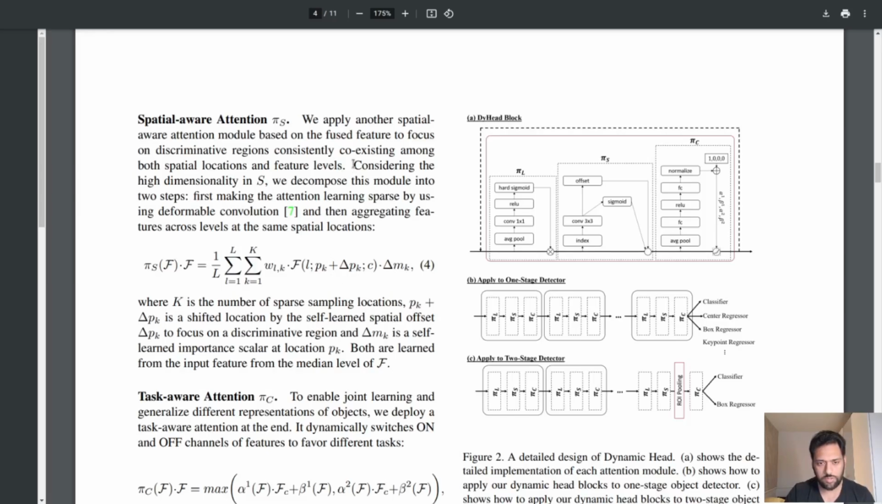Consider high dimension S. Because S is high dimensional, we decompose this module into two steps. First, making the attention learning sparse. They don't want to learn attention across each spatial point because it's high dimensional, so they want to make it sparse, and deformable convolution is a nice way of doing it.